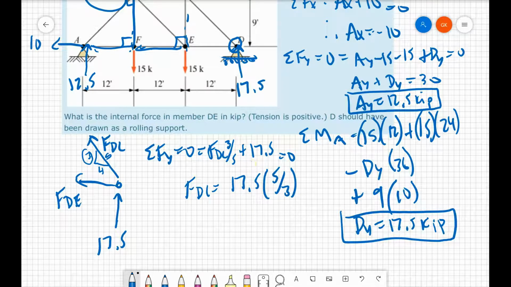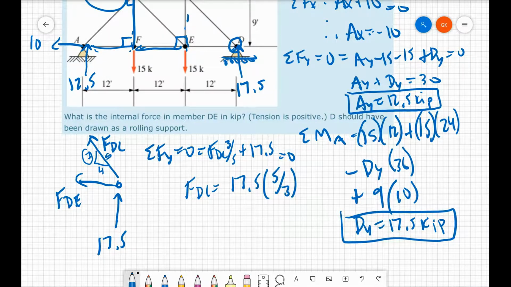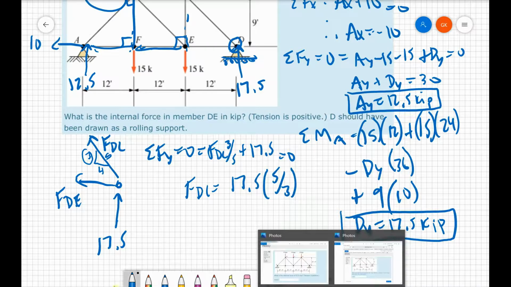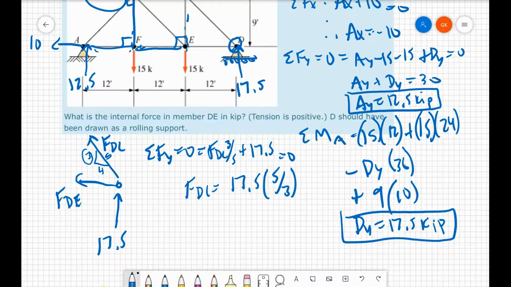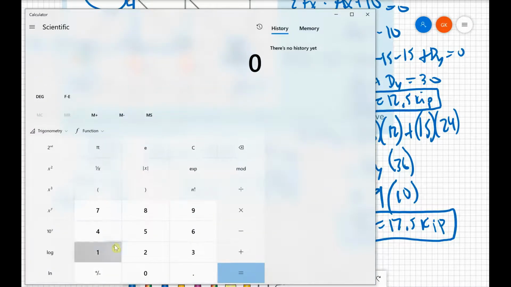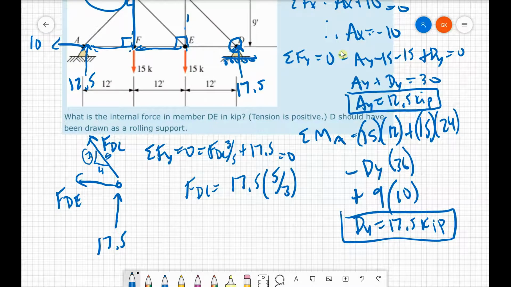Okay, now let's look at this right here and see what it comes out to be. My handy dandy calculator, which is not open. Open it up again. Okay, so 17.5 times 5 divided by 3. 29.16 repeating. Okay.